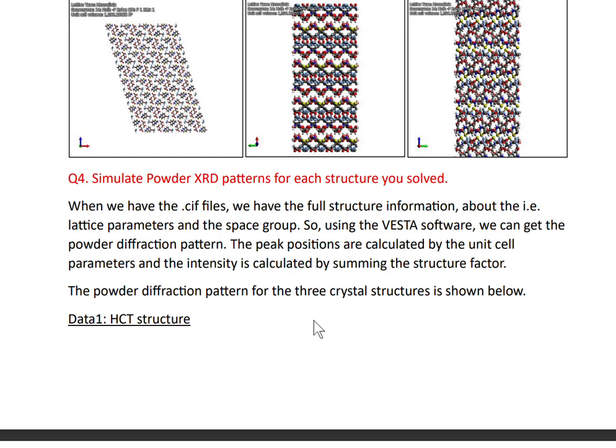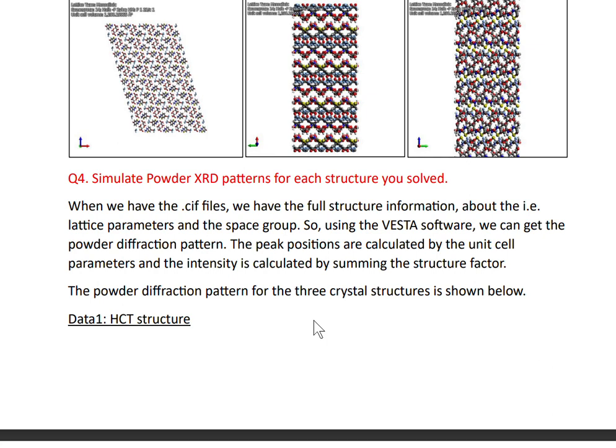So for obtaining the PXRD pattern, earlier we used the .zip files in the VESTA software. So from the .zip files, the PXRD pattern can be calculated. The peak positions are calculated by the unit cell parameters that are found in the .zip files. So the peak positions we can get from there, and the corresponding intensities can be found by summing the structure factor for all the planes.